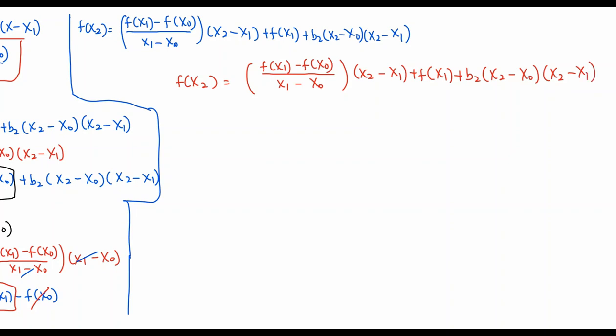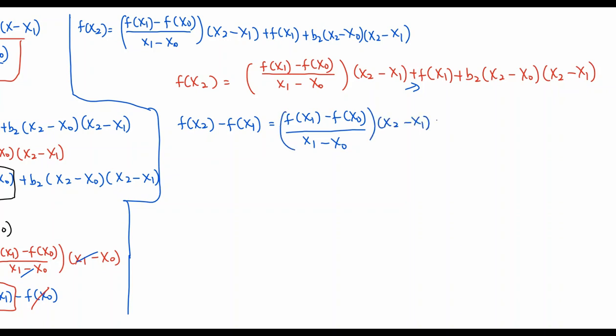So you want to make b2 the subject. Let's look at what I'm going to do. I'll take this f of x1 to the left hand side. So I'm going to have f of x2 minus f of x1, right? So this will be equal to f of x1 minus f of x0, divided by x1 minus x0. So this will be multiplying x2 minus x1, and then you're going to have plus b2, bracket open x2 minus x0 bracket close, x2 minus x1. So at this point let's divide every term by x2 minus x1.